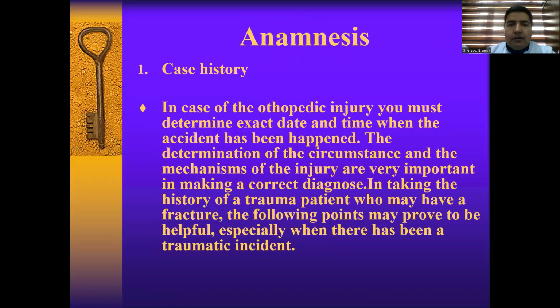Anamnesis. First of all, case history. In case of the orthopedic injury, you must determine the exact date and time when the accident has happened. The determination of the circumstances and the mechanisms of the injury are very important in making the correct diagnosis. In making the history of the trauma patient who may have a fracture, the following points may prove to be helpful, especially when there has been a traumatic incident.